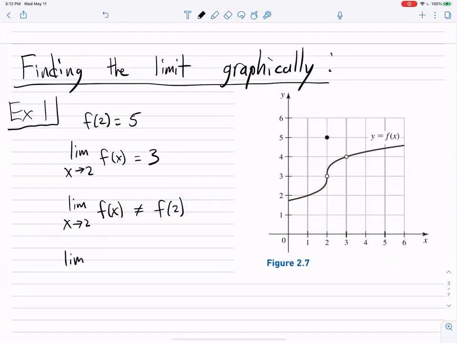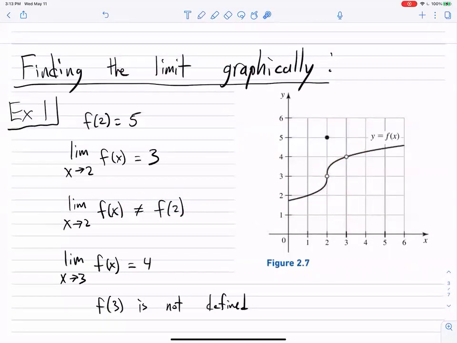How about another limit? Let's take the limit as x approaches 3 of f of x. What is the limit as x approaches 3? Well, it looks like it's getting really close to 4 from both sides. And so we'd say that this is 4, but the function value, f of 3, does not exist, is not defined. There is no y value when you plug in x equals 3. It's just a hole right there.